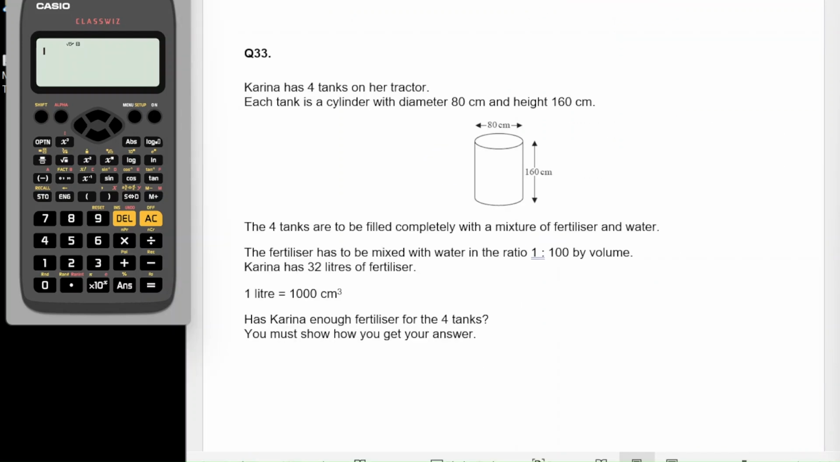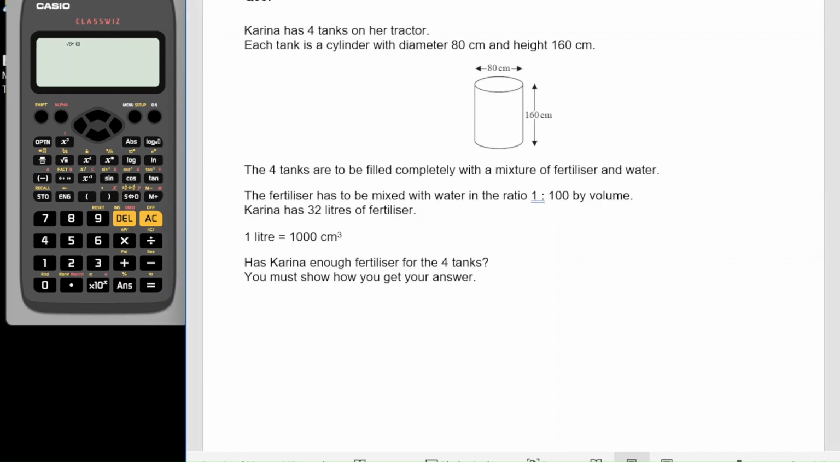Okay, question 33. Karina has 4 tanks on her tractor. Each tank has a cylinder with a diameter of 8 centimeters and a height of 160 centimeters. And we've got a diagram. The 4 tanks are to be completely filled with a mixture of fertilizer and water. Fertilizer has to be mixed with water in the ratio of 1 to 100 by volume. Karina has 32 litres of fertilizer. 1 litre is 1,000 centimetres cubed. Has Karina enough fertilizer for her to fill the 4 tanks?